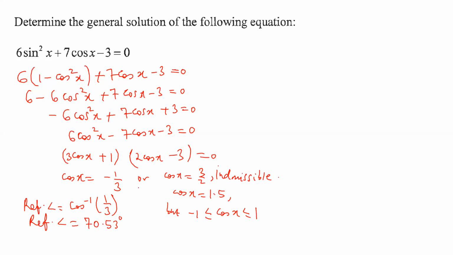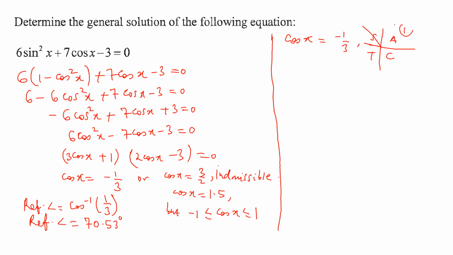Right, so with that said, what we are obtaining is therefore that if you have the cosine of x equal to -1/3, we realize that in view of the CAST diagram, the cosine is negative in two quadrants. If this one is the first quadrant, the second quadrant, the third quadrant, and the fourth quadrant, then the cosine is negative in the second and also negative in the third.